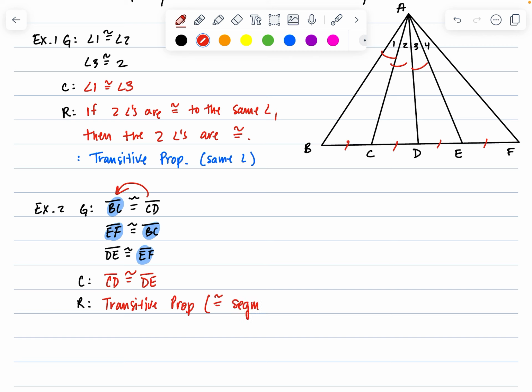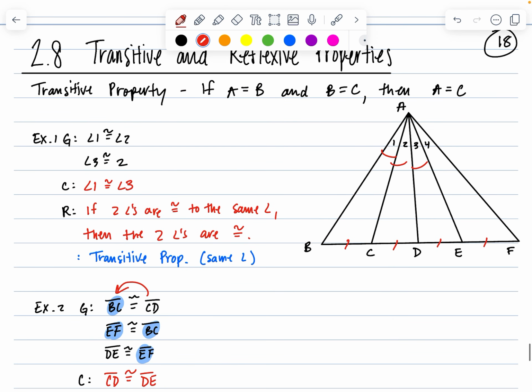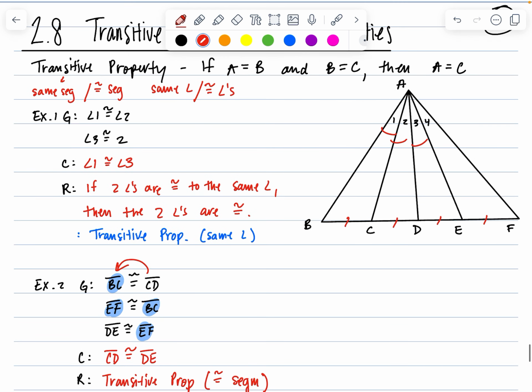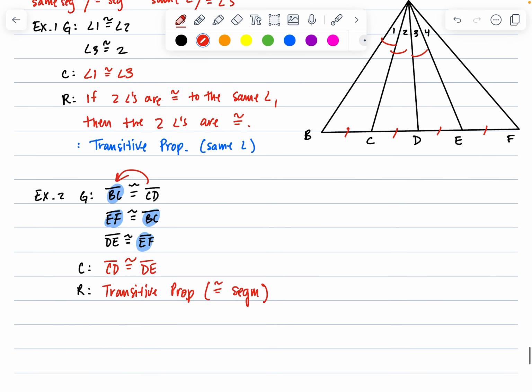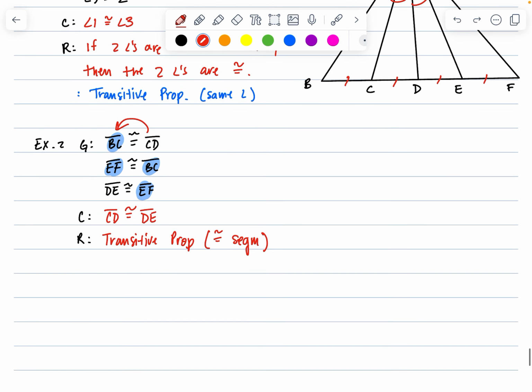Okay? Now, just like before, with the transitive property you would have either the same segment, congruent segments, the same angle, or congruent angles. Okay? So those are your options for the transitive property. So when you write the reason, you have to be specific. If you're going to use a property version of it, you have to use the specific reason.